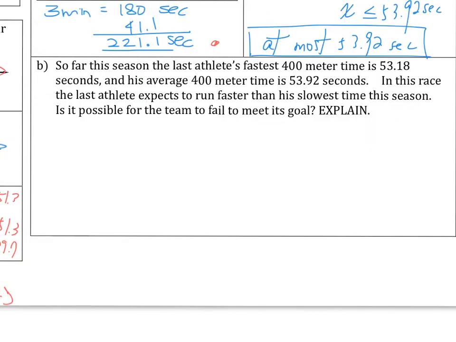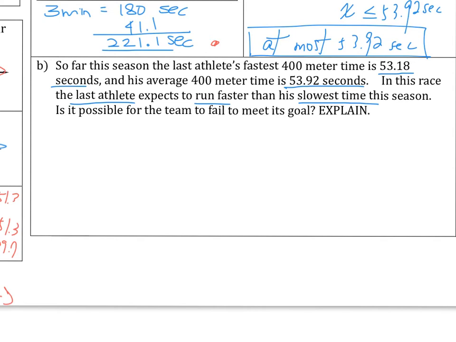So far this season, the last athlete's fastest 400-meter time is 53.18 seconds, and his average 400-meter time is 53.92 seconds. In this race, the last athlete expects to run faster than his slowest time this season. Is it possible for the team to meet its goal? Explain.